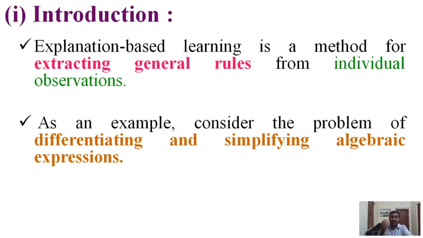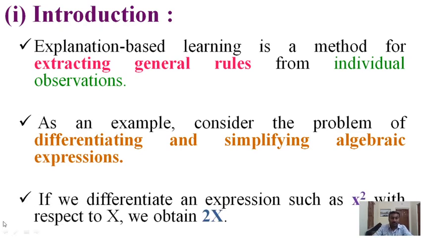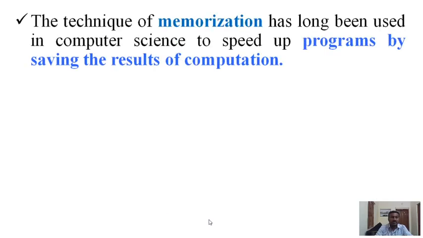So simplifying the algebraic expressions or differentiating the algebraic expressions, all these concepts come under explanation based learning. So as a small example, if we differentiate an expression such as x square with respect to x, we have 2x. So this is a problem given to you. What is that? x square with respect to x, we have 2x. So we are deriving this concept now.